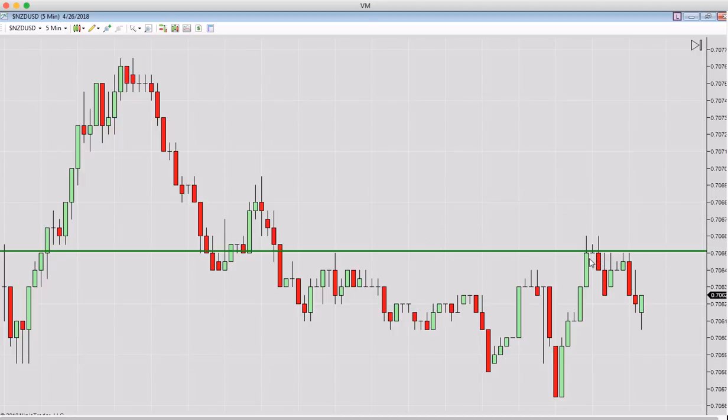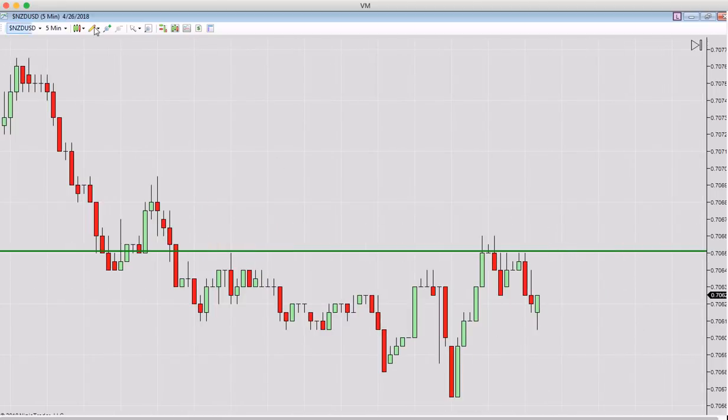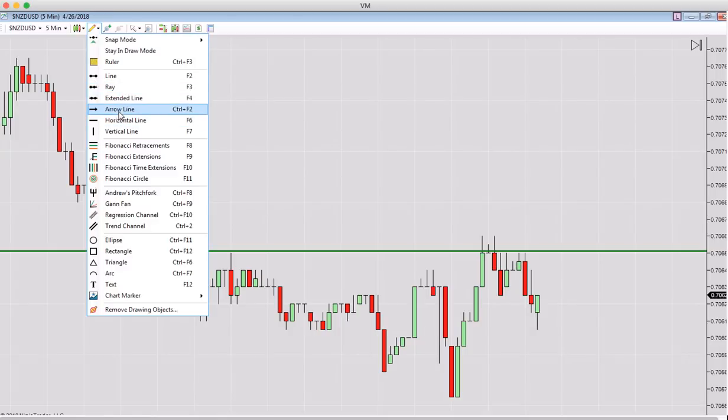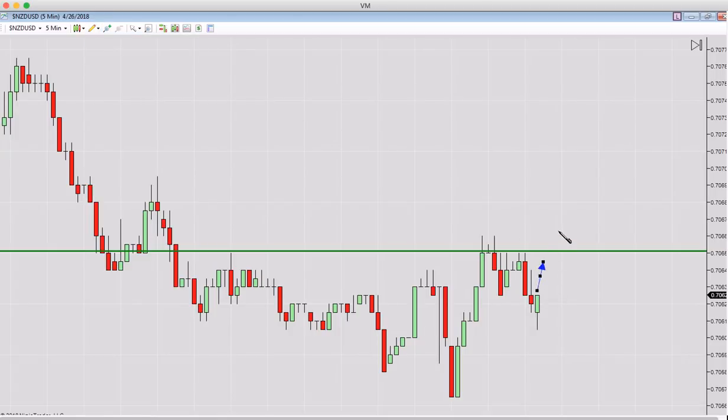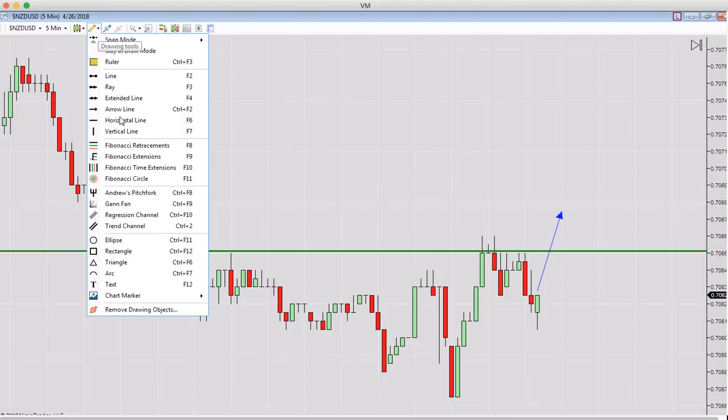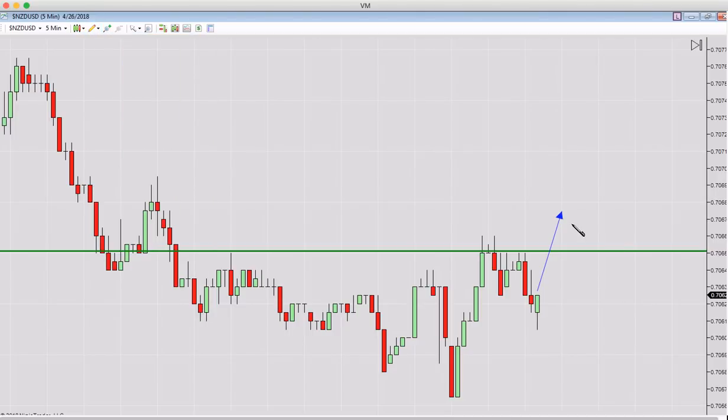So what we're looking for is we have 1, 2, 3, 4, 5, 6, 7 points of resistance here. We're looking for a break of resistance, and then back to here before we enter with a stop above wherever is the spike high. So let's add NZD USD.